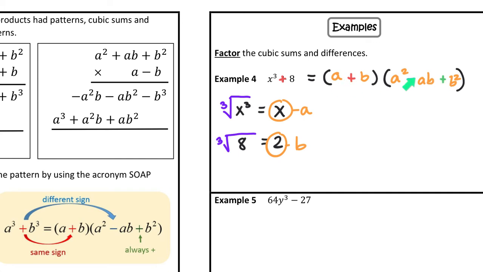And so this is my SOAPs. It's the same sign in the first parentheses. Then if the middle was plus, then I'm going to have a minus in the second parentheses. And then the last sign is always positive.